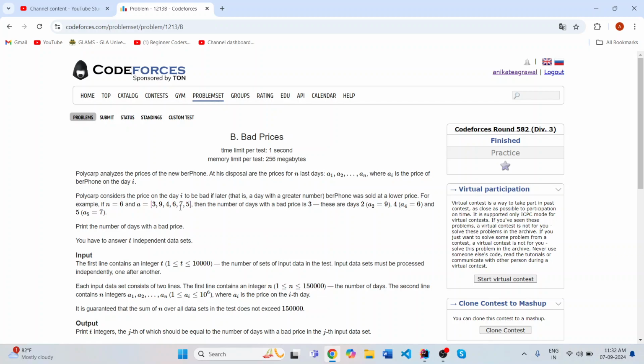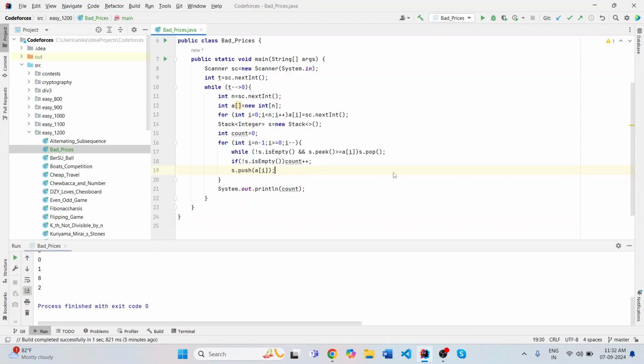All the greater values in the stack from our current value we shall remove. After that, if any value is left, that means we have our next smaller, so we shall increase the count. Otherwise, we shall just add the current element to the stack because that can be the next smaller for some other value. So this is the solution.